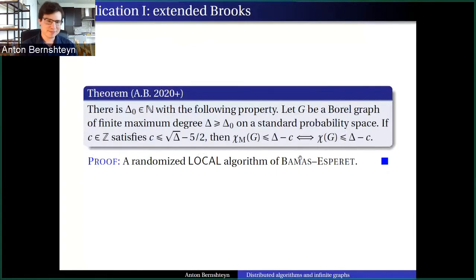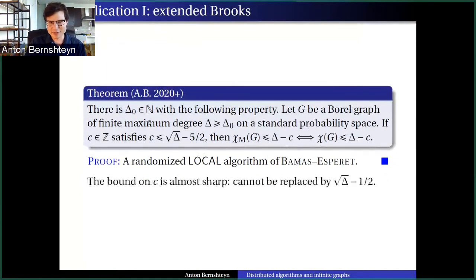And now by this other theorem, this immediately tells us that if such a coloring exists, then you can make it measurable. So you don't need to do any extra work. And I should say that this bound, this funny-looking square root of delta bound, is almost sharp. You cannot replace it by square root of delta minus 1/2. So really, the threshold for this equivalence to be true is somewhere between these two values, which are very close to each other. But a bit annoyingly, we don't actually know where the precise threshold is.